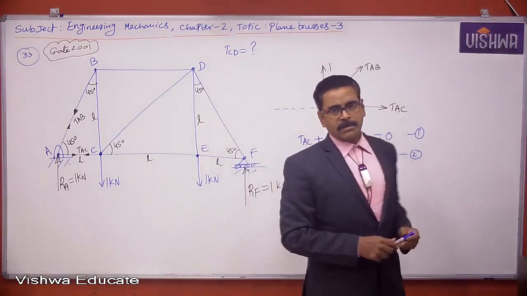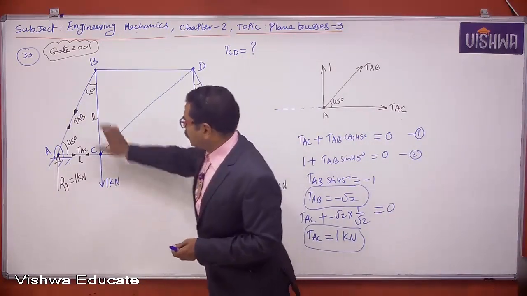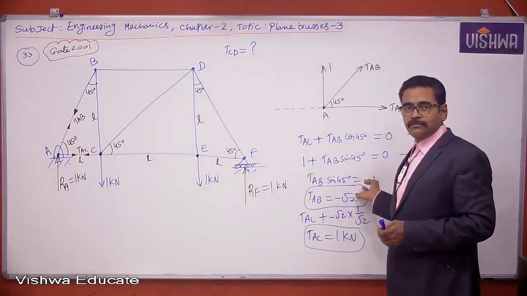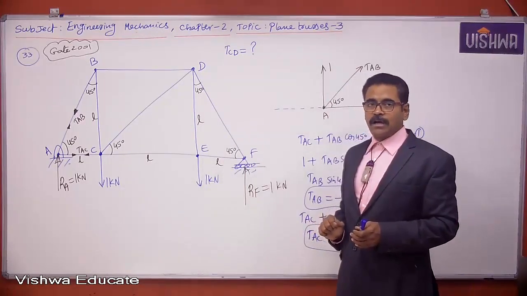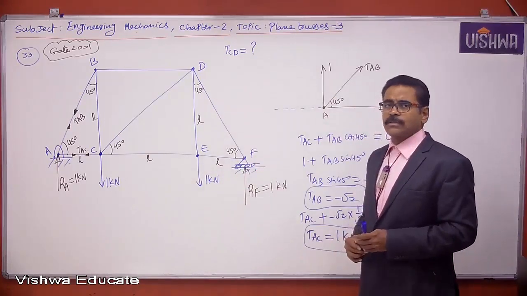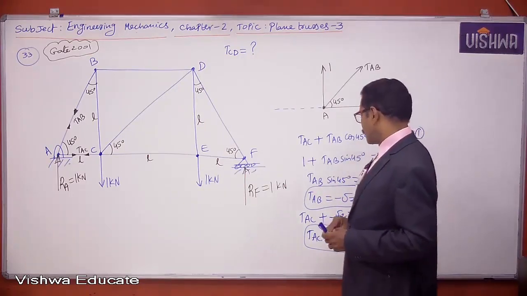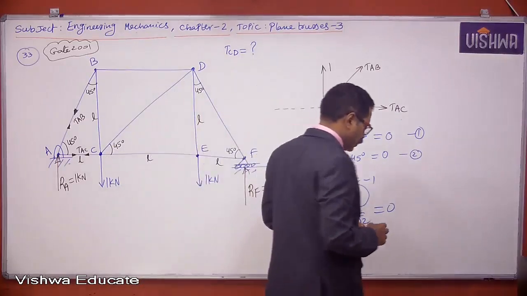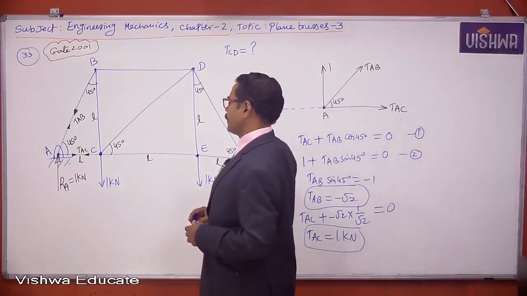Okay, so either you can change the direction of these arrows, or you keep TAB as it is and assume TAB is equal to minus root 2. Either you change the direction of those arrows of TAB and treat TAB as root 2, or you keep the same arrows and treat TAB as minus root 2. As it is, you may follow, right? So TAB is minus root 2 and TAC is 1 kilonewtons.